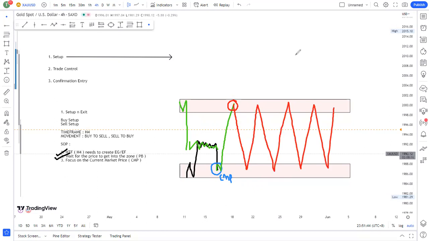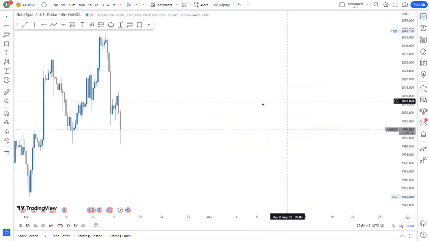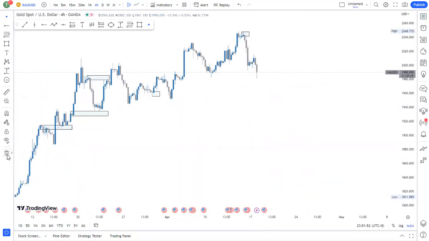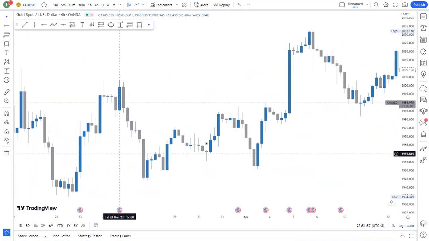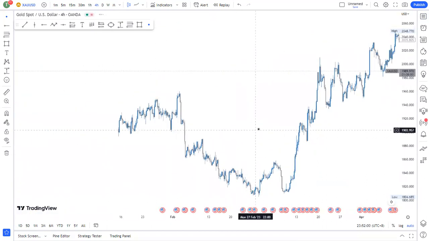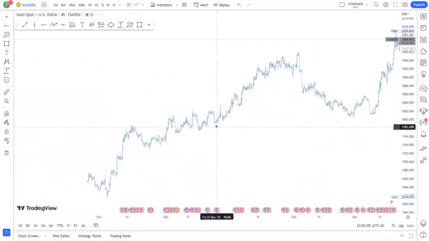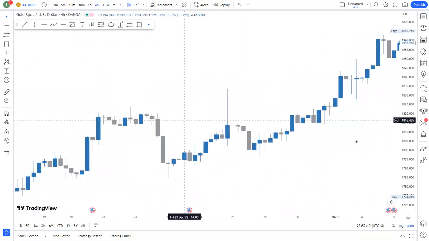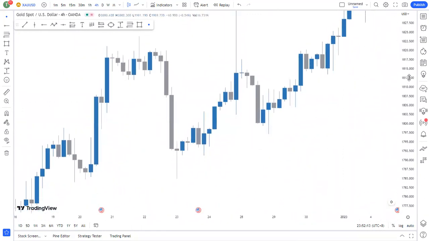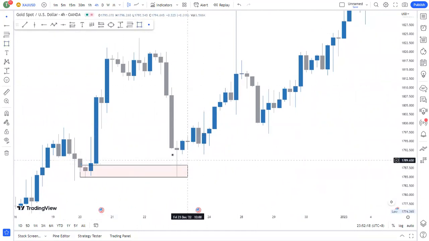Okay. So let's look at the chart. As you can see right here, the one that I drew for you last night. Let's look at the sideways. Okay. Right here. As you can see, this is our buy setup. The buy setup will go up until the sell setup.